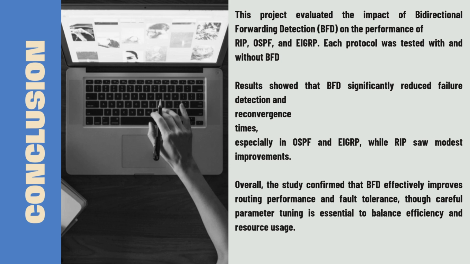Conclusion: this project evaluated the impact of Bidirectional Forwarding Detection, BFD, on the performance of RIP, OSPF, and EIGRP. Each protocol was tested with and without BFD. Results showed that BFD significantly reduced failure detection and reconvergence times, especially in OSPF and EIGRP, while RIP saw modest improvements. Overall, the study confirmed that BFD effectively improves routing performance and fault tolerance, though careful parameter tuning is essential to balance efficiency and resource usage.